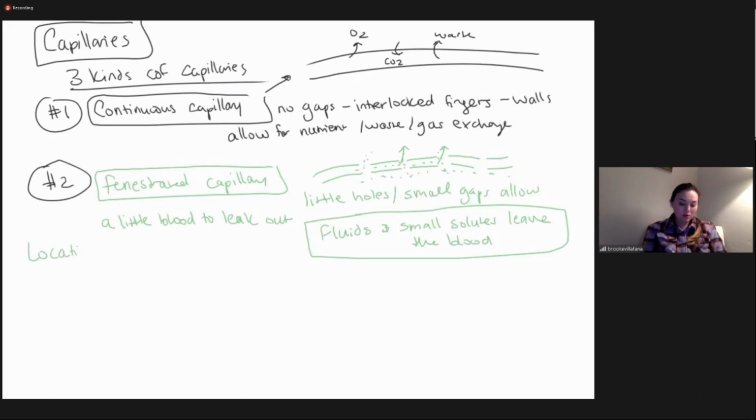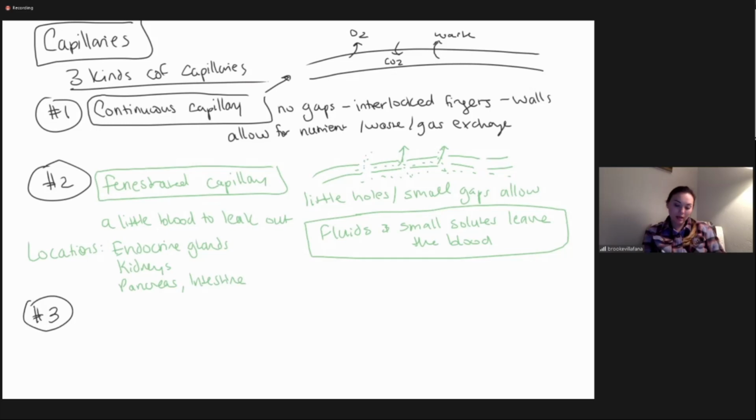You need to know the locations of these fenestrated capillaries. They're in the endocrine glands, the kidneys, the pancreas, and the intestine. So that's the fenestrated capillary. Next, we have the sinusoid capillary.